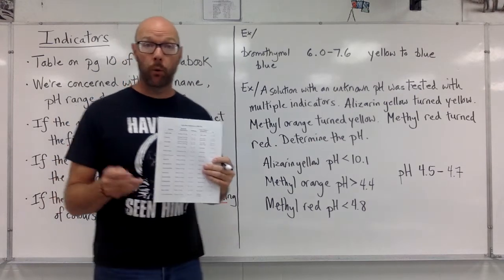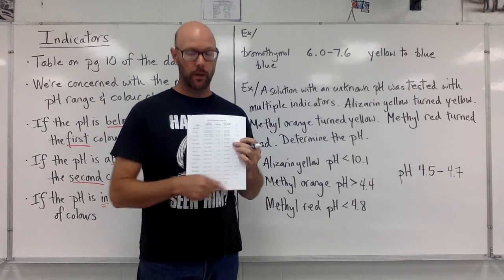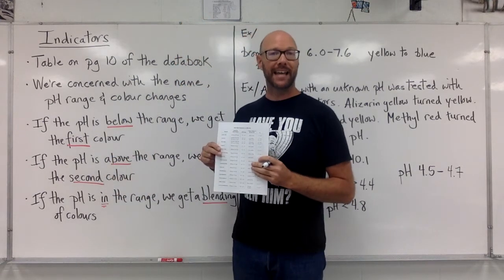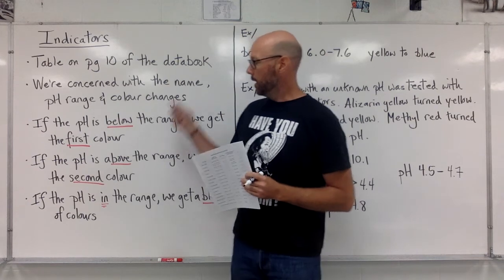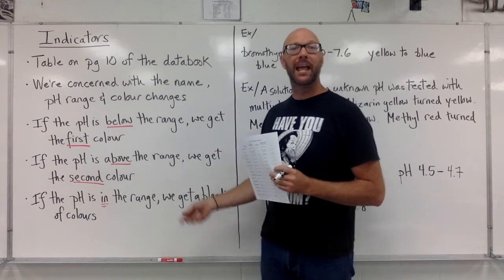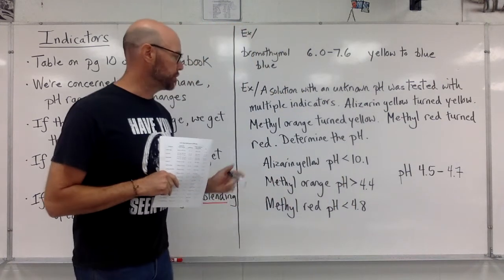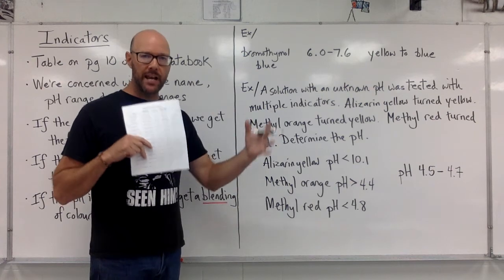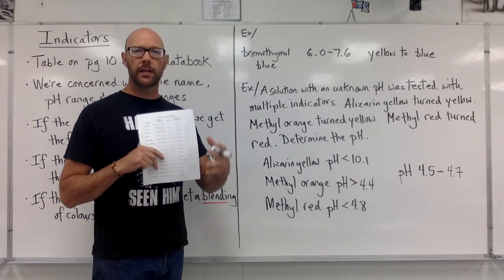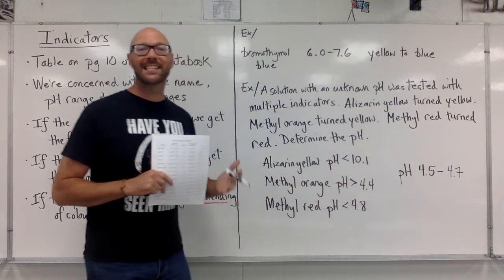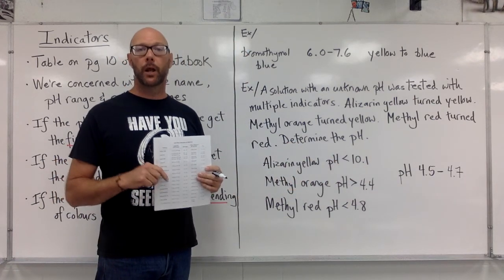Indicators are really important substances for us in chemistry. There's a table about them really close to the back of the data booklet on page 10. It's not that hard to use. There's some really specific things to keep track of. And when we're being asked to solve questions, there's going to be multiple things to think about all at once. We're just going to narrow the range, narrow the range, until we're able to express it as concisely as possible. And I hope that helps.